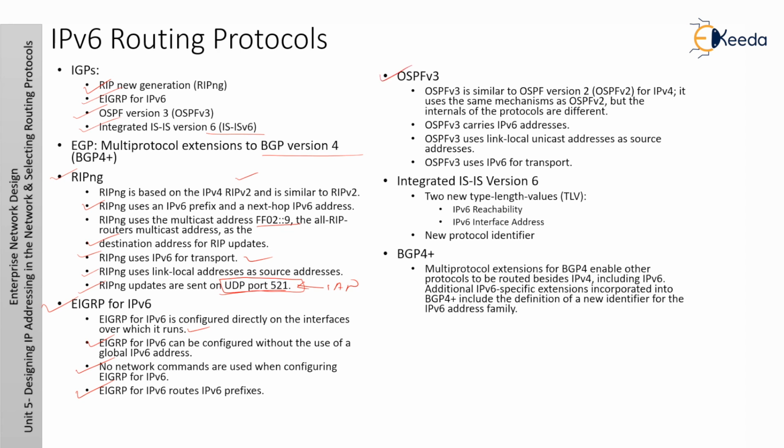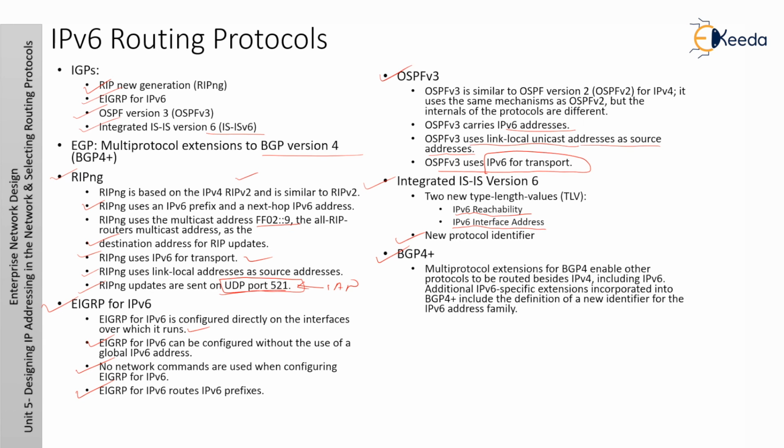Then come to OSPF version 3, which is similar to OSPF version 2 for IP version 4. It uses the same mechanism as OSPF version 2, but the internals of the protocol are different. This carries IP version 6 addresses. This uses link local addresses as source addresses, and this uses IP version 6 for transport. Integrated IS-IS version 6 has two new type-length-values, TLVs: IP version 6 reachability and IP version 6 interface addresses, and a new protocol identifier.